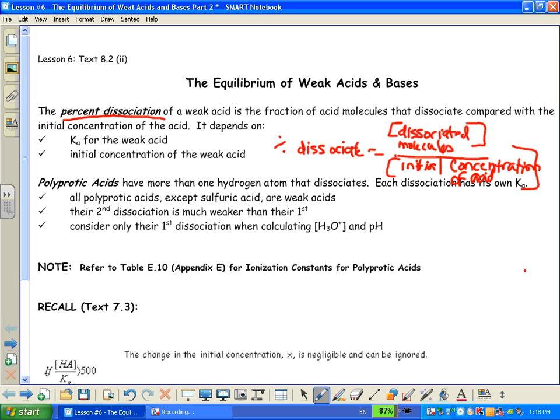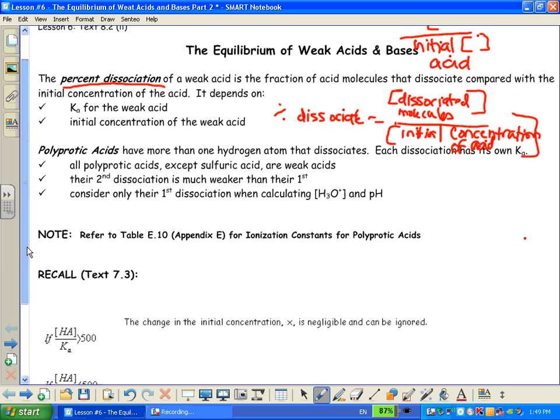What that says, if you can't see it, is basically in order to find the percent dissociation, you need to take the dissociated molecules divided by the initial concentration of the acid. So basically, all you're going to do to find it is you're going to put the concentration of your hydronium ions divided by your initial concentration of the acid. You'll see when we do an example together, though, it'll make more sense.